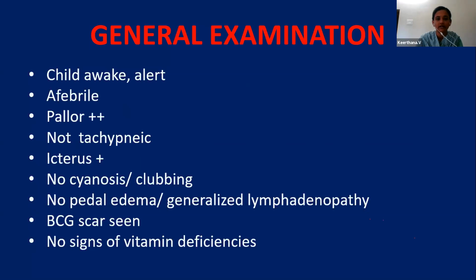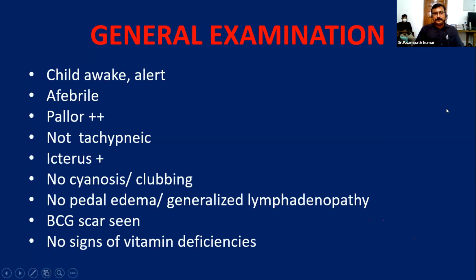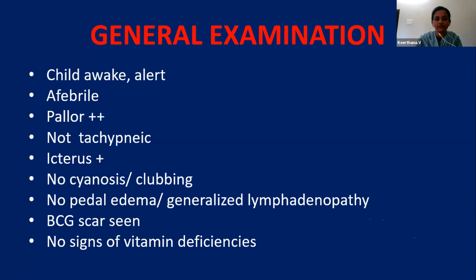The child is awake, alert, afebrile, pallor is present, icterus is present, no cyanosis, no clubbing, no pedal edema, no generalized lymphadenopathy, not tachypneic, BCG scar is seen, no signs of vitamin deficiencies. Okay, ma'am. For pallor, where all do you look for pallor? The lower palpebral conjunctiva, dorsum of tongue, palate, palms and soles, nail beds. Okay, according to IMNCI, how do you classify? Sir, less than 11.5 gram per deciliter is anemic, sir. Anemia. Okay.